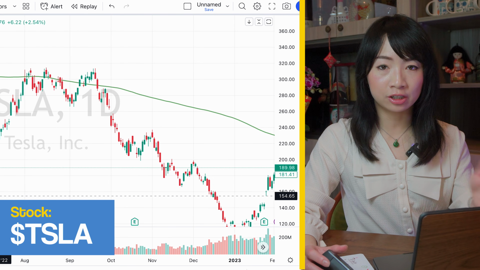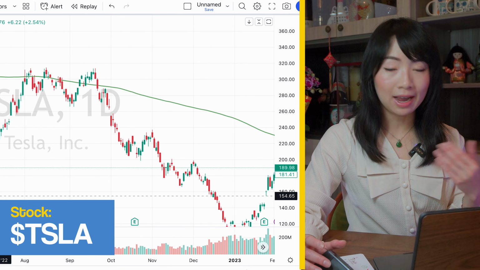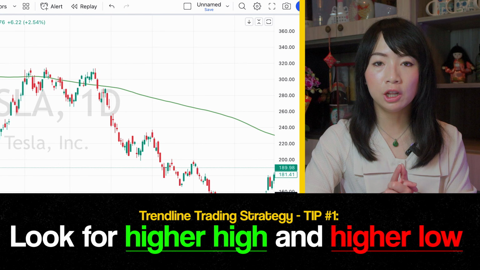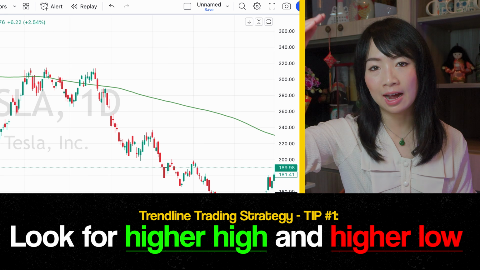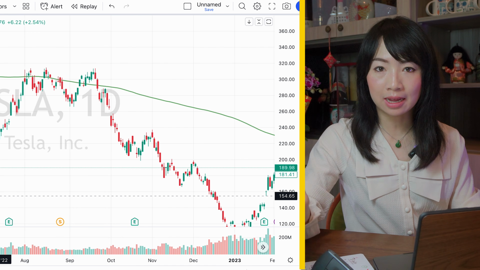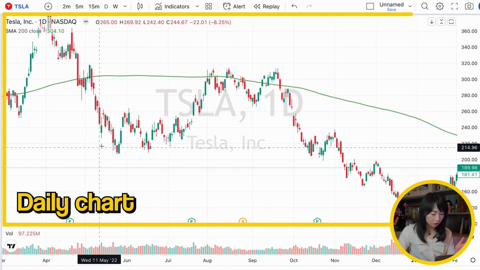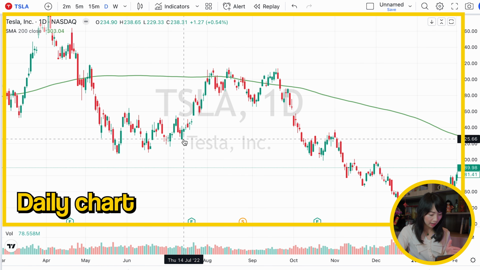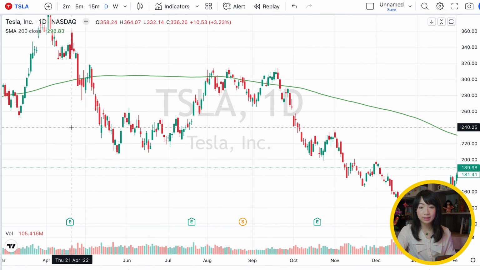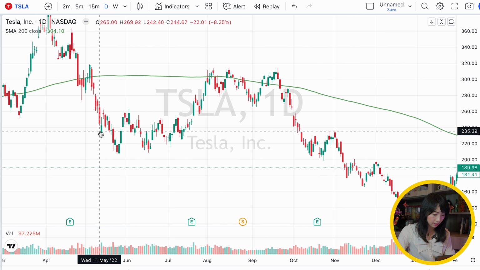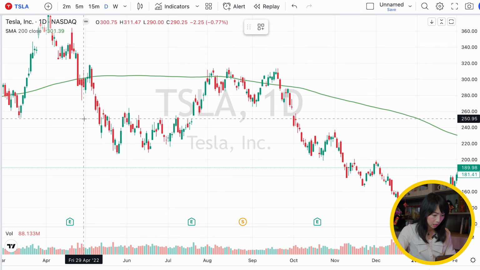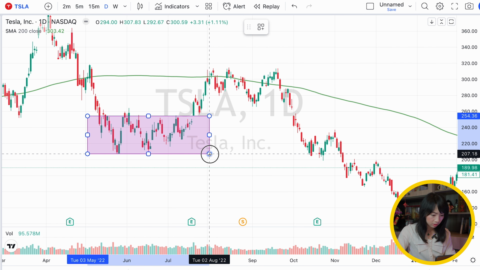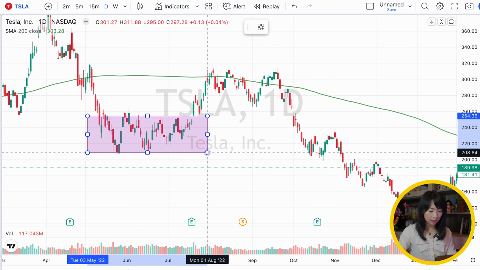You're looking at Tesla stock on the daily chart. Now, when identifying uptrends, you want to look for a higher high and higher low. So what does that look like? Over here, you can see from May to July, almost August of 2020, the stock was consolidating in this range over here. If we draw a rectangle here, the stock is consolidating in this range.